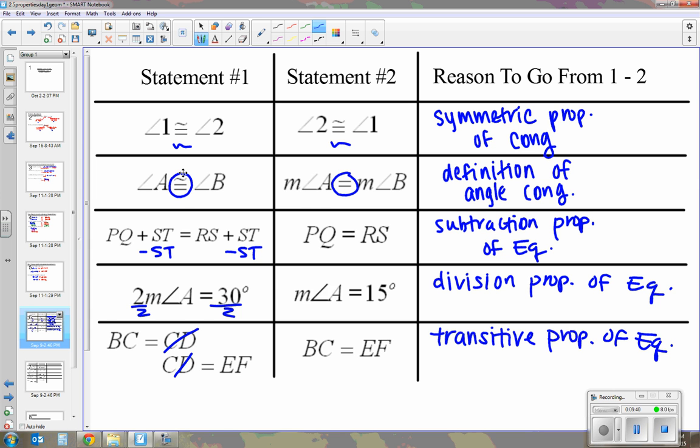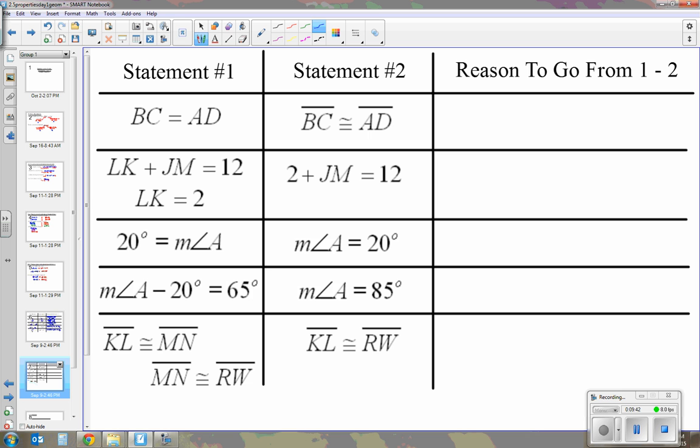All right, let's look at some more examples. This first one, BC equals AD, and then we have line segment BC is congruent to line segment AD. Since we are switching from equality to congruency, that's our brand new property, which is the definition of segment congruence, since we're dealing with segments. That special one that allows us to move from equality to congruence and congruency to equality.